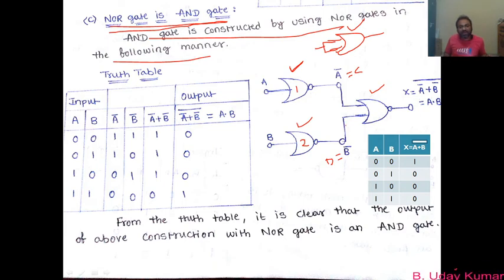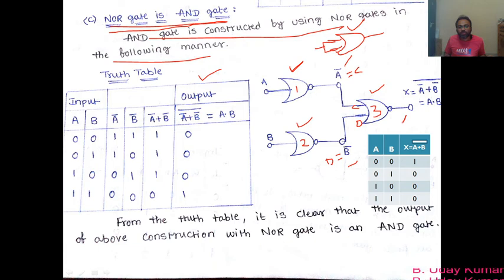Now this C and D are connected to the inputs of the third NOR gate. If I do so, what happens to the output? Let us check it. This entire configuration acts like an AND gate. How it acts like an AND gate, we will try to understand with the help of a truth table. But before that, the inputs of the third NOR gate are taken as C and D, but remember C is equal to A bar and D is equal to B bar.